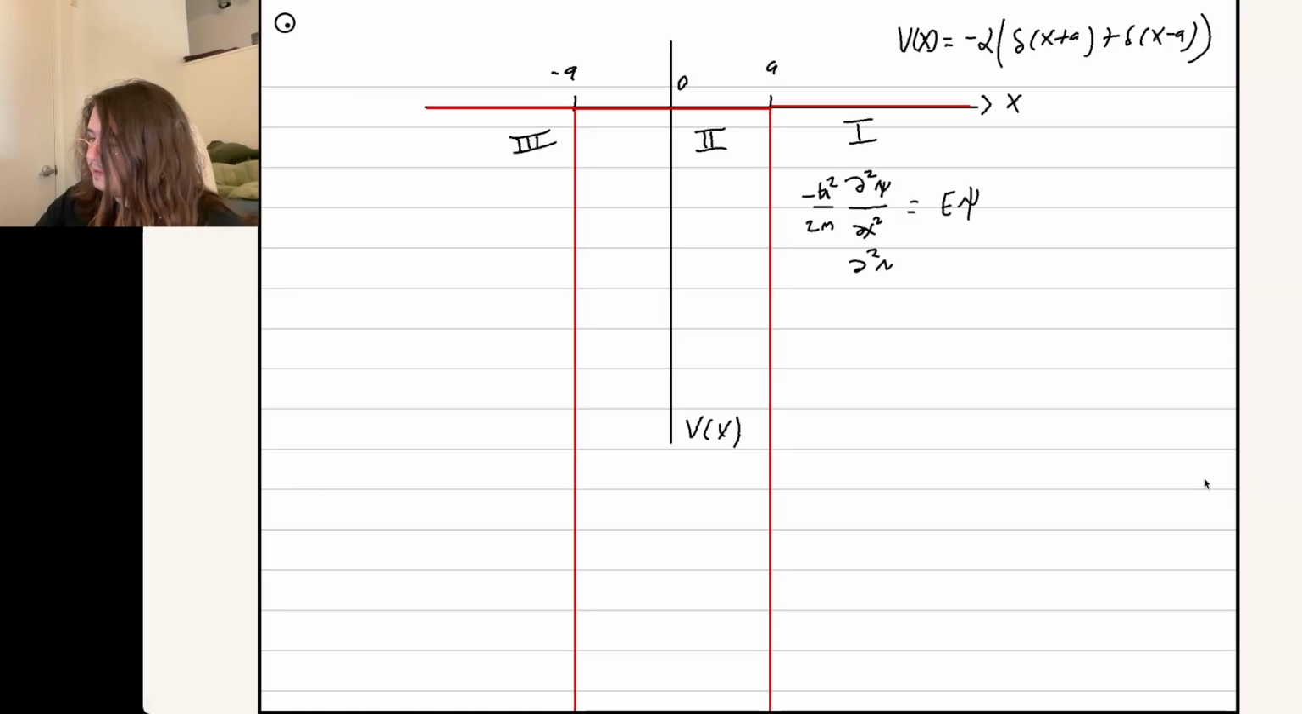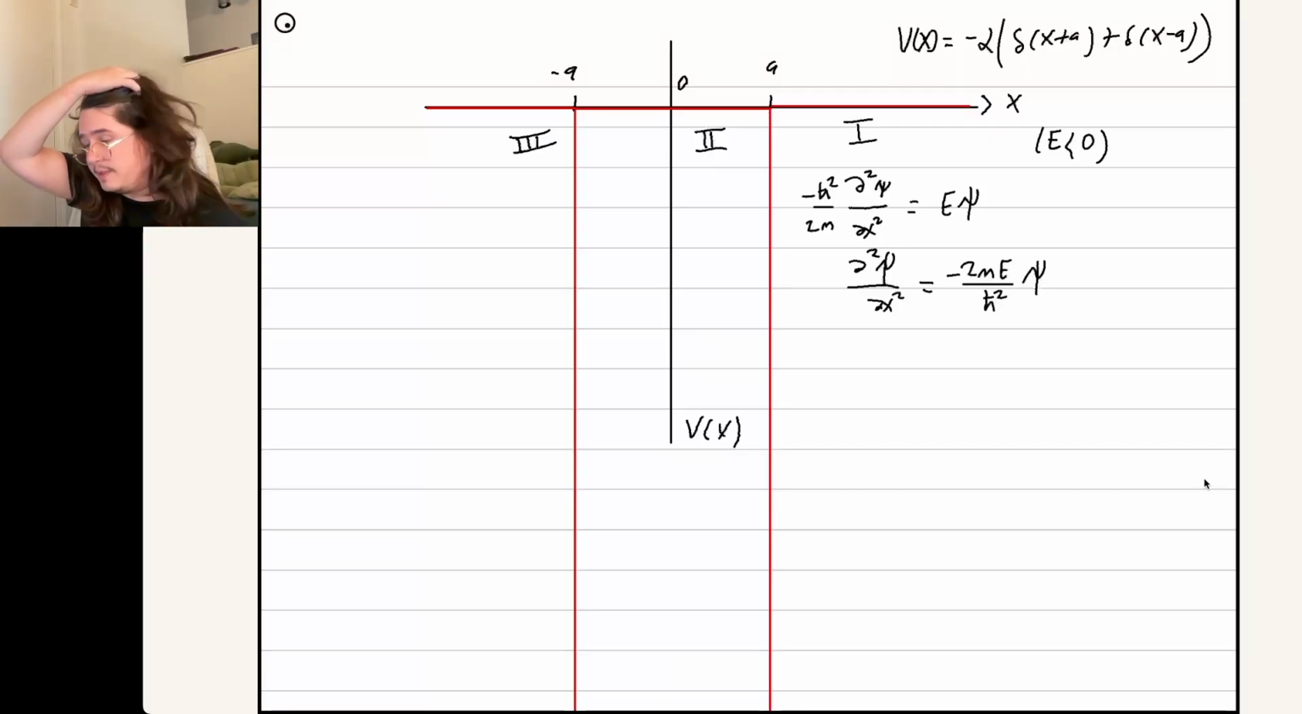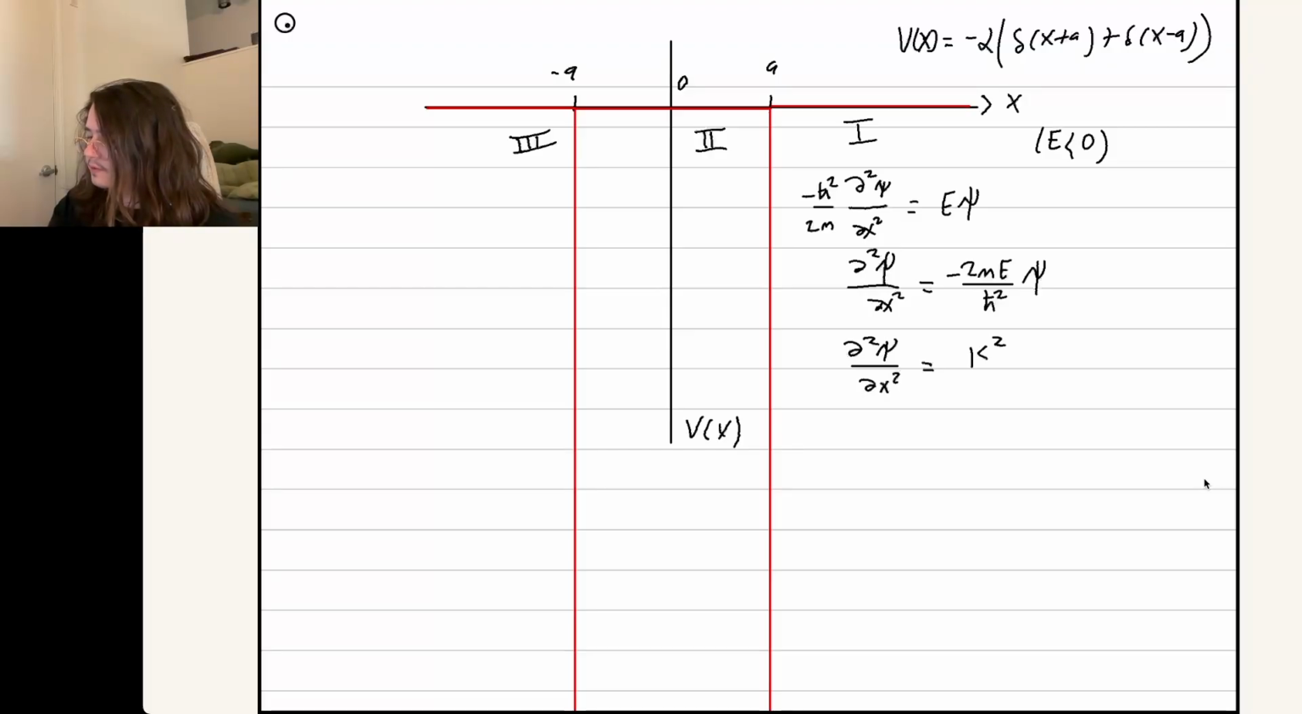You can continue to solve this, putting the minus 2mE over h bar squared on the right-hand side, and keeping in mind the fact that the energy E is going to be less than 0 because we're looking for bound state solutions. This quantity is actually positive, so we can collect it into a wave number k squared psi, where k is going to be positive and real. So no worries about that.